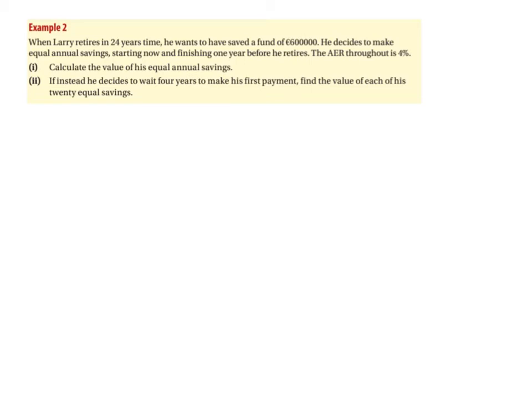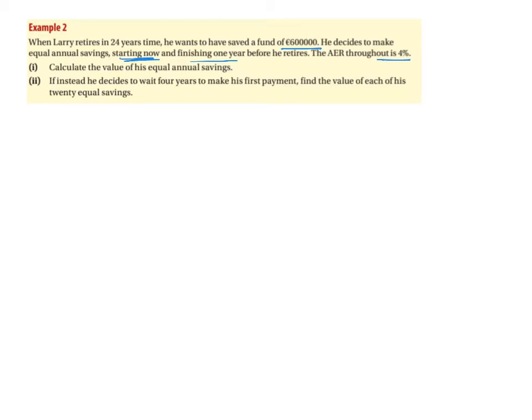So let's have a look at this example too. It says Larry's going to retire in 24 years, wants a fund of 600,000, equal annual savings. It's going to make this a bit easier, starting now. So that's important, starting now. It's always starting now, guys. And finishing 1 year before he retires. It always finishes 1 year before the retirement as well. AER is 4% and 600,000 is what we've got.